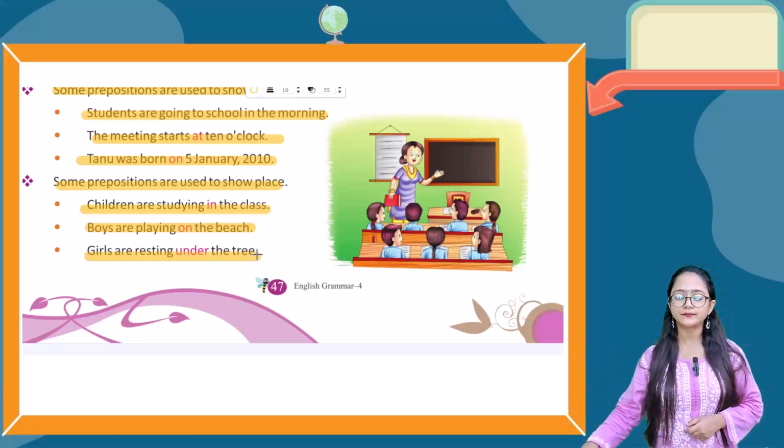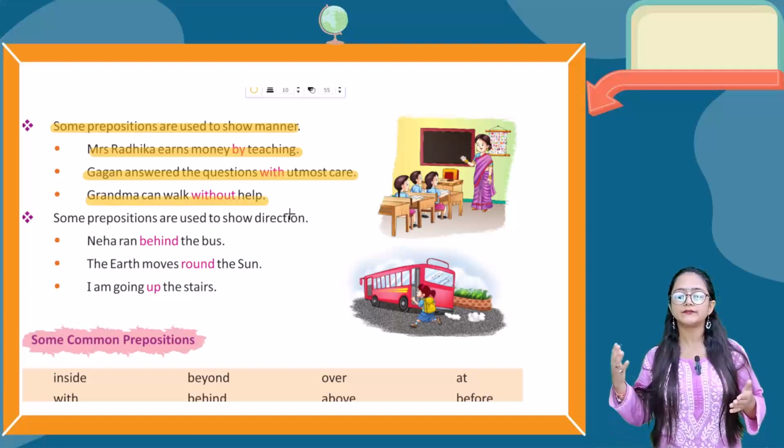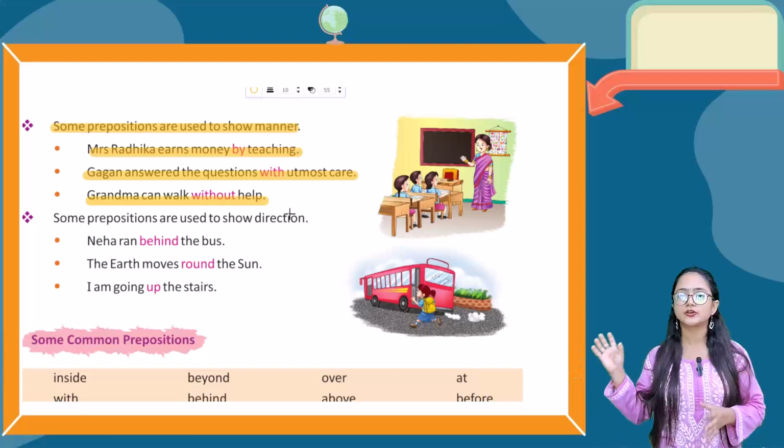Now the next type: some prepositions are used to show the manner. For example, Mrs. Radhika earns money by teaching. Gagan answered the question with utmost care. Next one, grandma can walk without help. So these words like by, with, without show prepositions of manner.